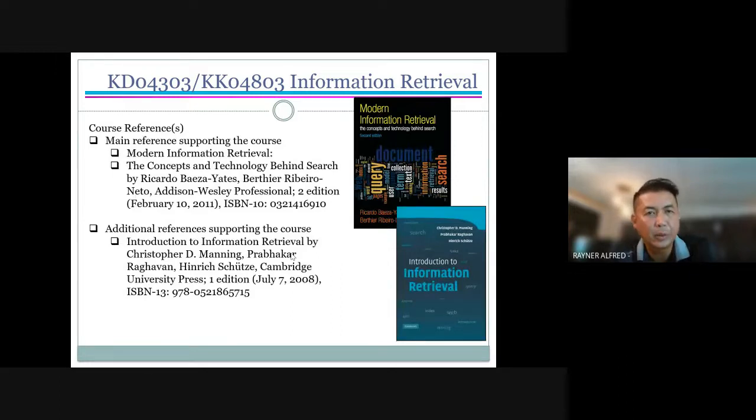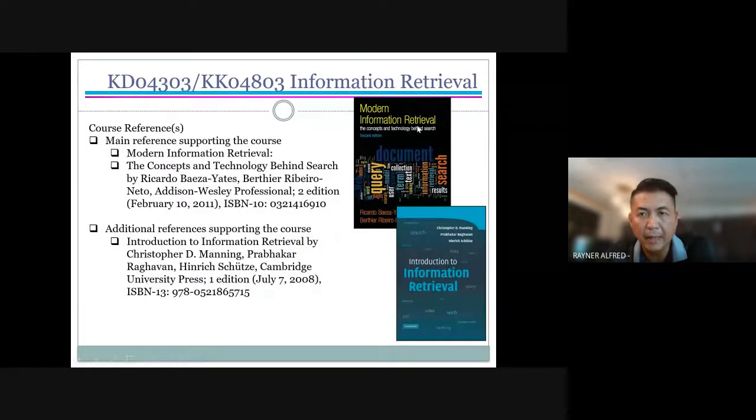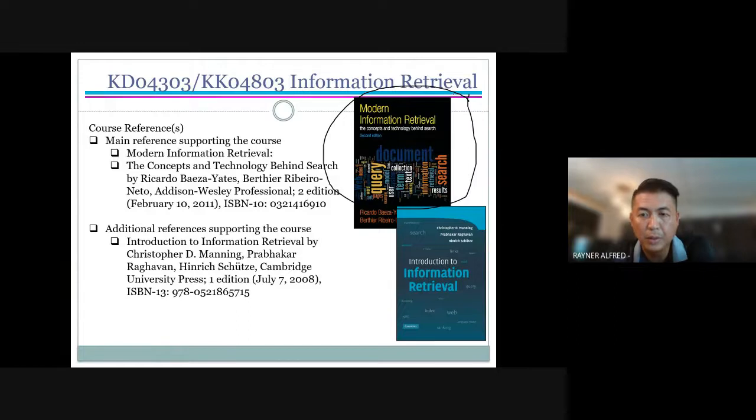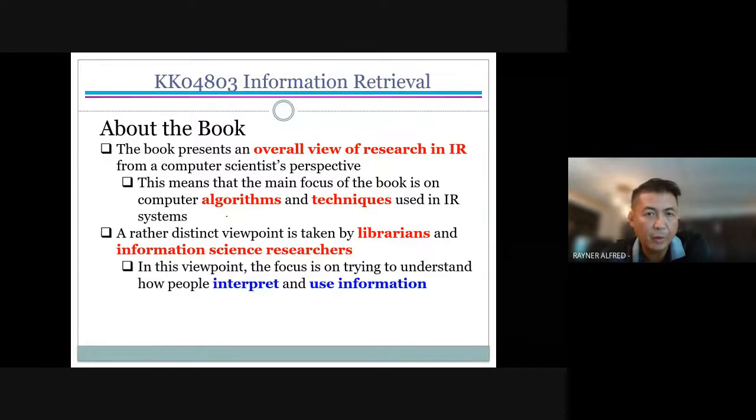So this is the book that we'll be using, Modern Information Retrieval, the concept and the technology behind search. And you could also refer to this book. Okay. So for the book that we'll be using, this one, the black one, let me change this. This book presents an overall view of research in IR. So we focus on the algorithm and also technique used in information retrieval.